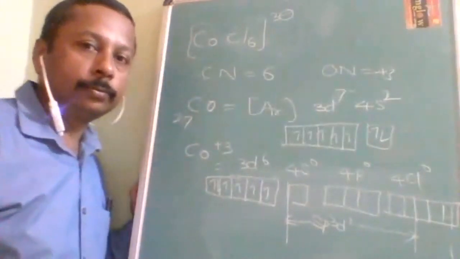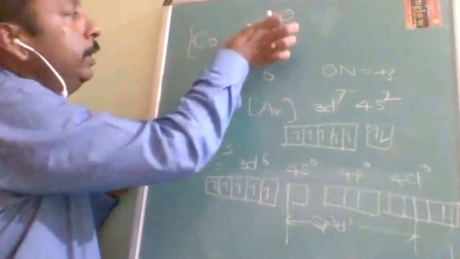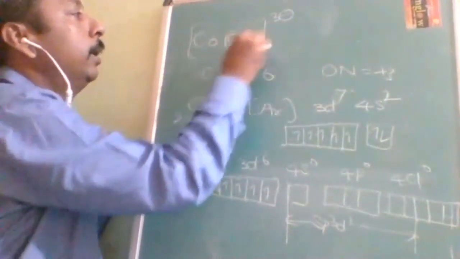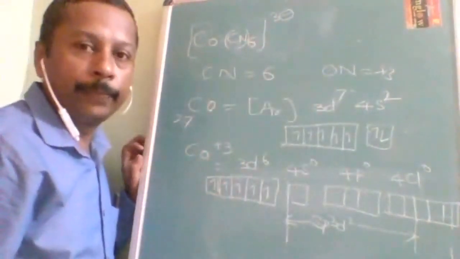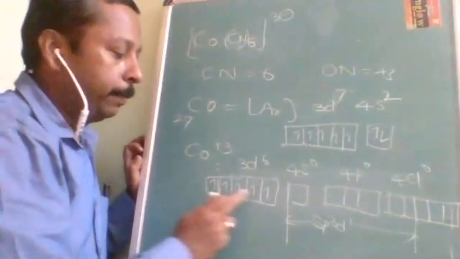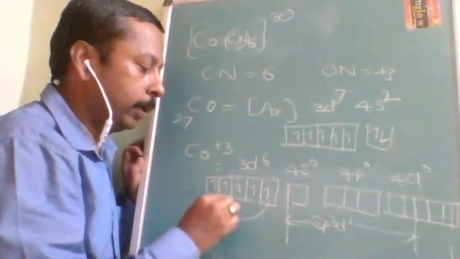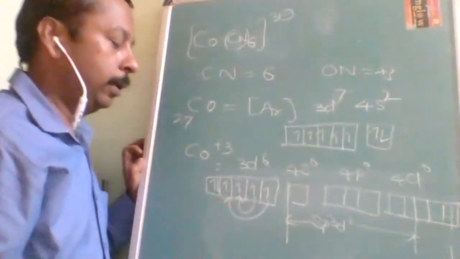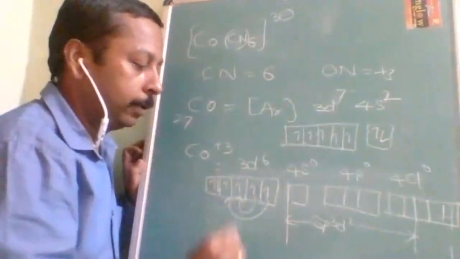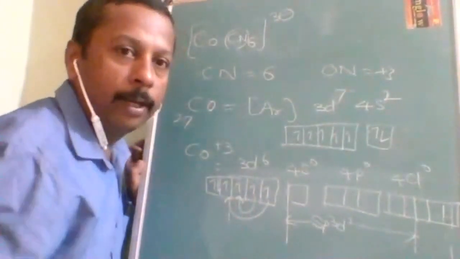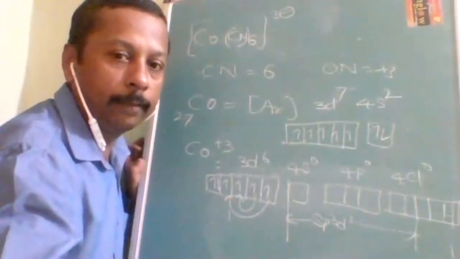Now here I am making a little change. In place of the Cl, if I write CN, will there be any change in oxidation number? Everything will be the same. But here the pairing will take place. This will come over here, and this will come over here. Because of that, hybridization will start from here itself. So that time, what will be the hybridization? The hybridization will be d2sp3.